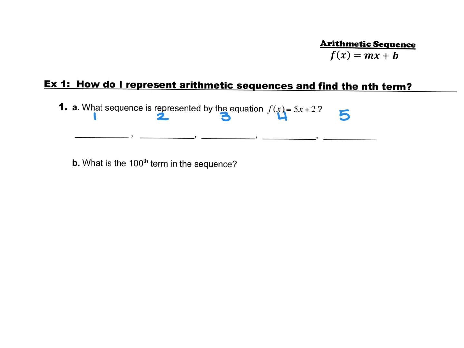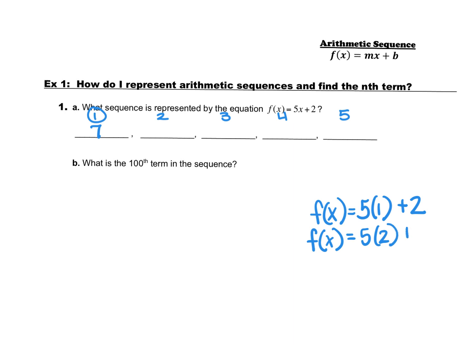So I'm going to plug in, let's just write this down over here. We've got f of x is equal to 5, and for the first term, we're going to plug in a 1. And then we're going to plus 2. So 5 times 1 is 5, and 5 plus 2 is 7. So the first number in our sequence is going to be 7. Now, we're going to continue this pattern by plugging in, instead of a 1, the 2. So we have 5 times 2 is 10, and 10 plus 2 is going to give us 12.